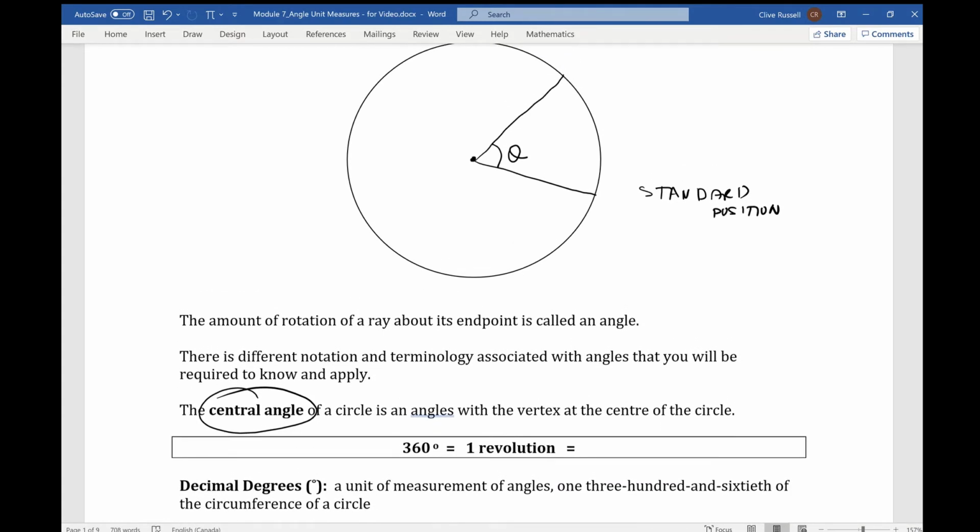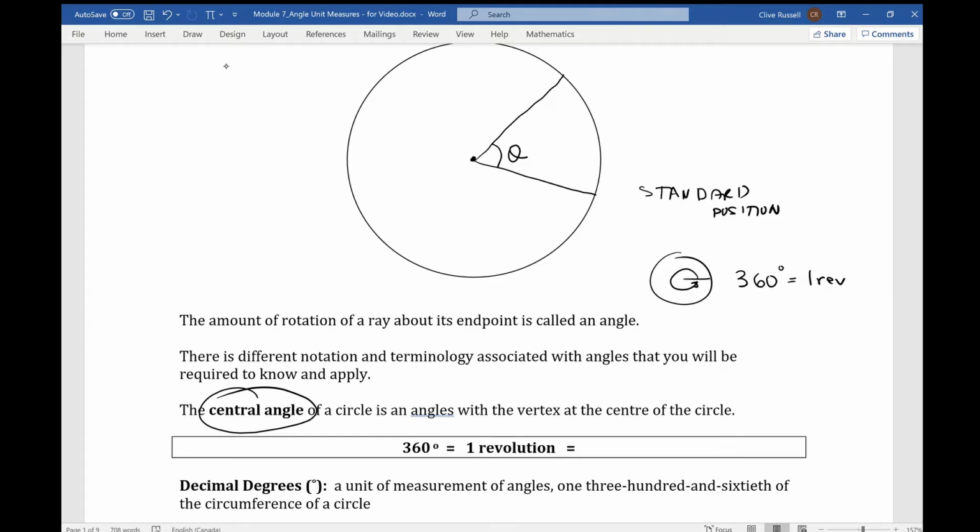All right, so we know that if we have a circle and we go around the circle once, then we have 360 degrees. So that's what you're used to. You're used to the angle being 360 degrees in a full circle. Now this is also called one revolution. That's actually another way of measuring an angle, a revolution.